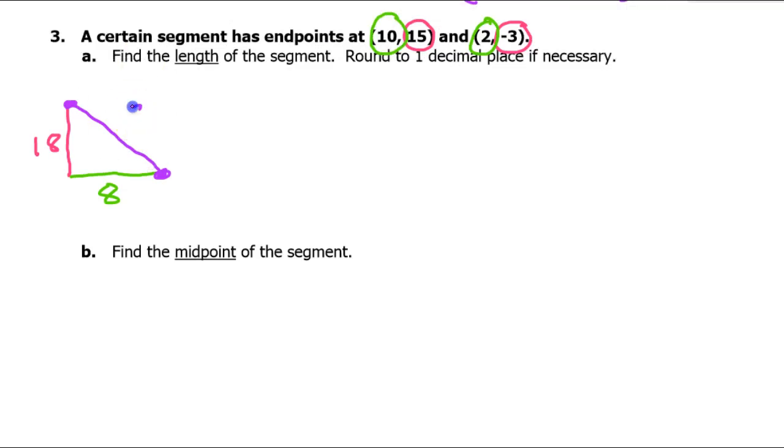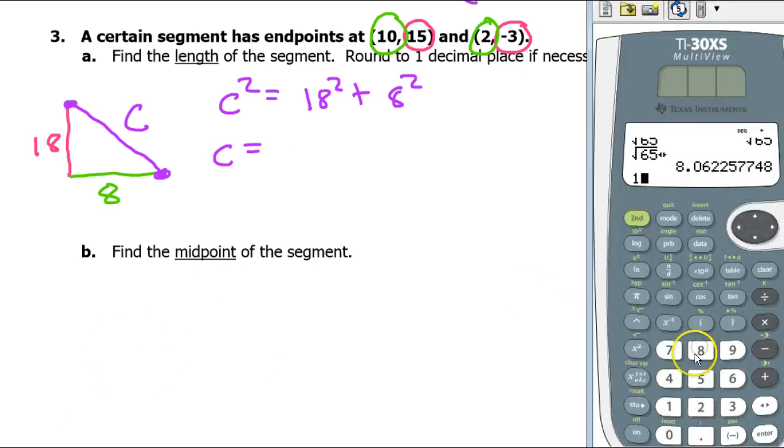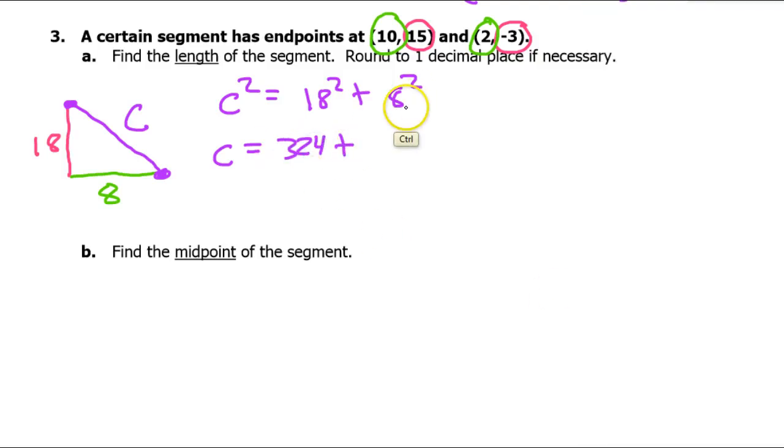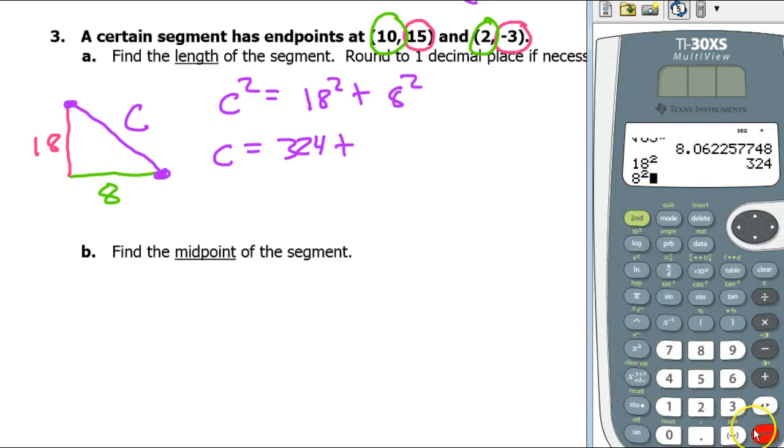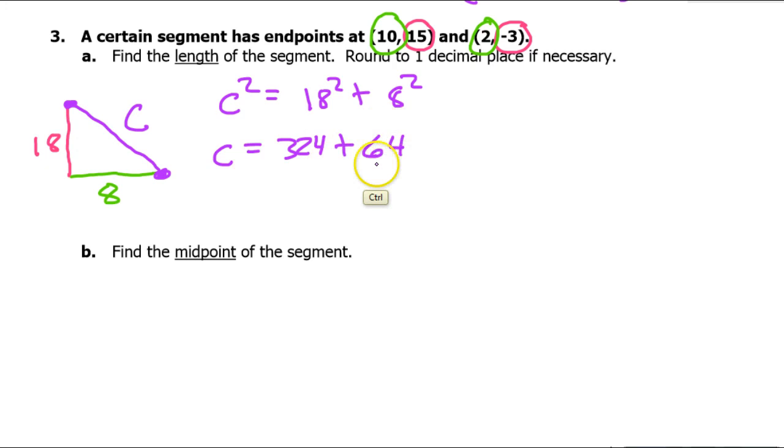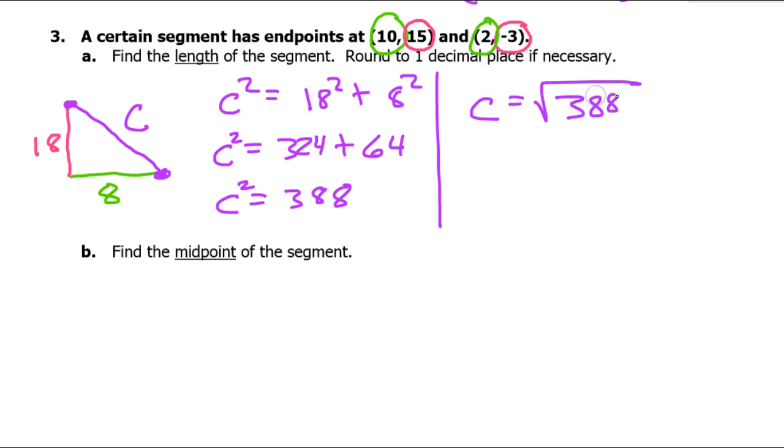Okay, so now again, I'm going to call this c, and I can go ahead and do a squared plus b squared equals c squared. So c squared is going to equal 18 squared plus 8 squared. So that means that c is going to equal, okay, 18 squared is 324 plus 8 squared. Well, okay, I'm not sure why I typed that into a calculator, but 8 squared is 64. And if we add these together, that's going to be 388. This is still c squared. So that means that c will equal the square root of 388.